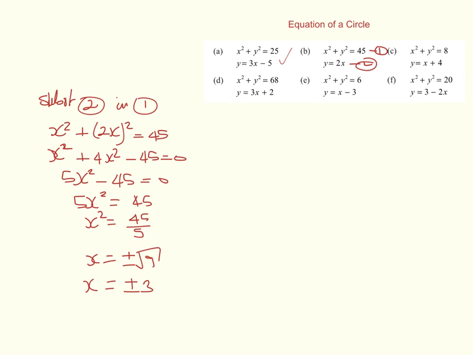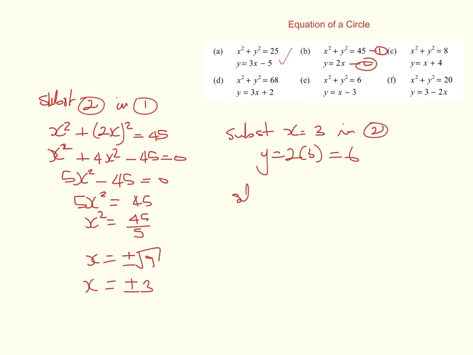Same sort of situation now. I will need to now substitute these two answers into any of these two equations to find y. I choose 2 again, so I'm going to substitute x is equal to a positive 3 into equation 2, and that means removing the x and putting 3 in its place. So y is equal to 2 times 3, which is 6.